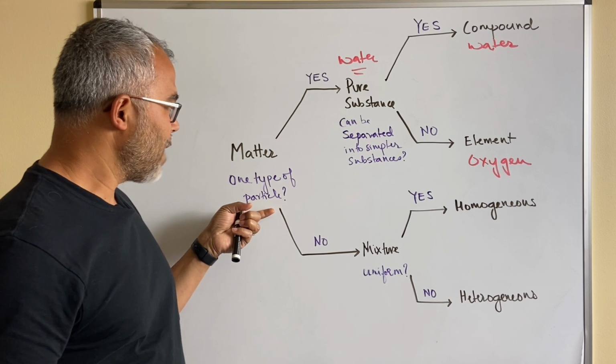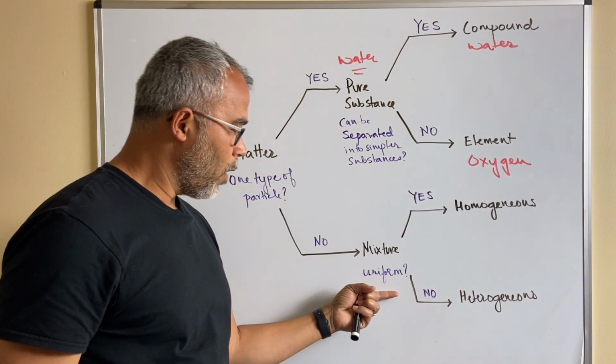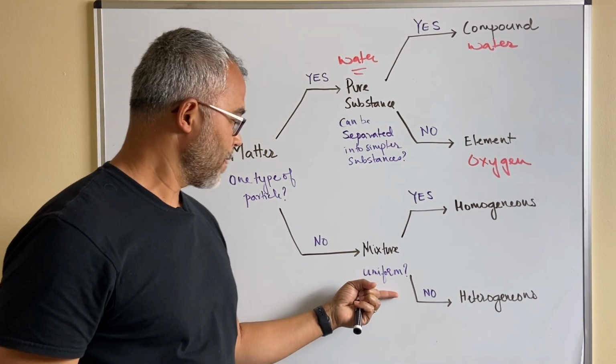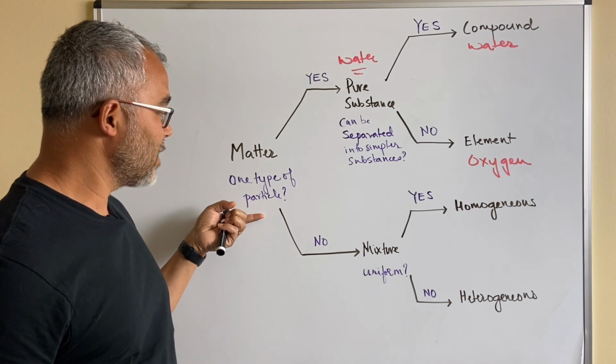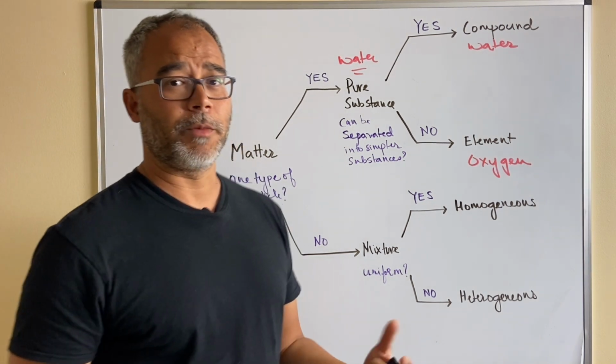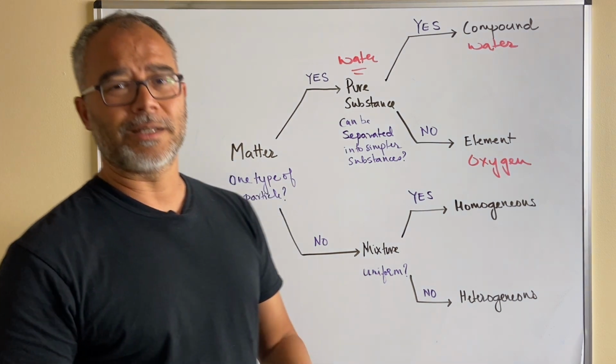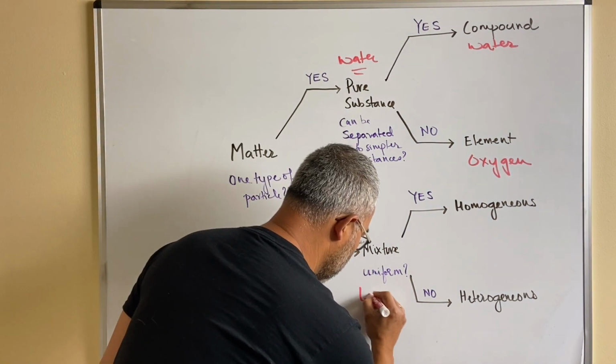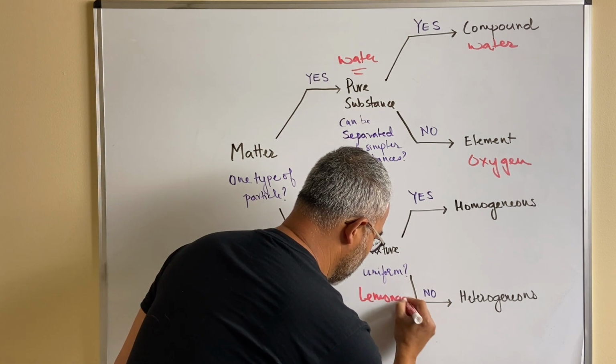Now, let's come back here. What if we had a mixture, okay? So we have more than one type of particle and it is a mixture. Well, lemonade would be a mixture because you have sugar, salt, water, lemon juice. So lemonade is a mixture.